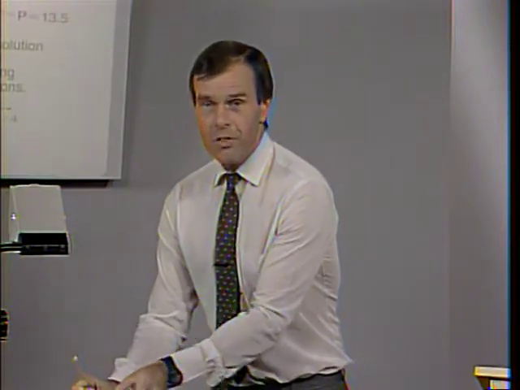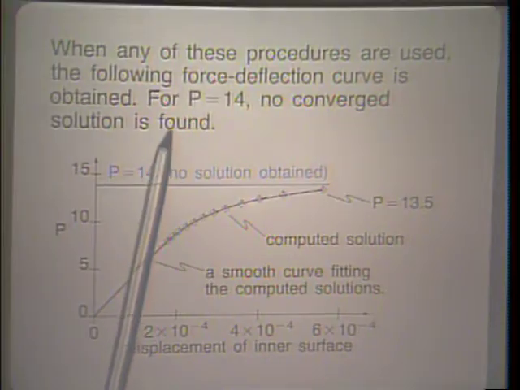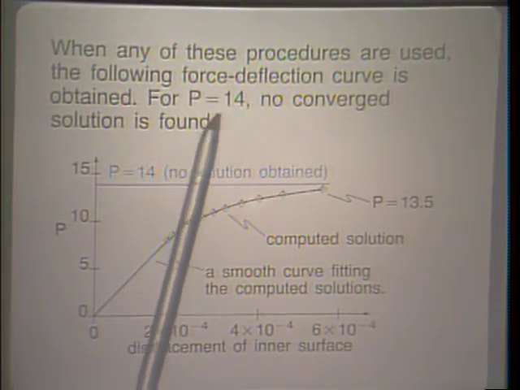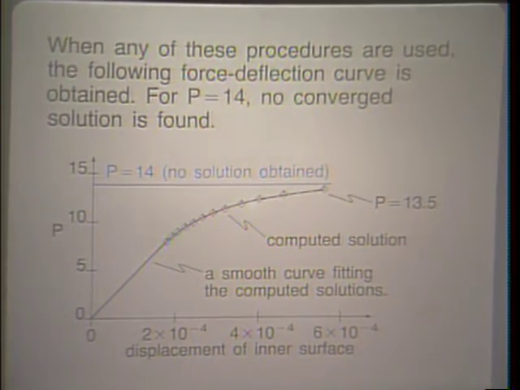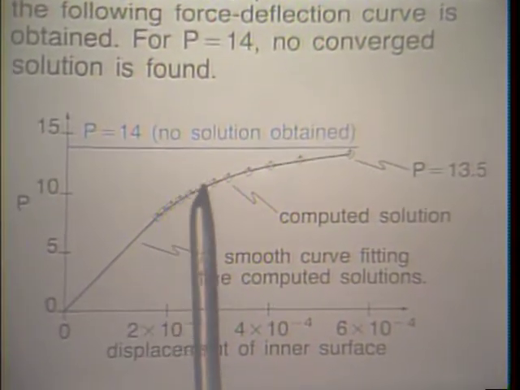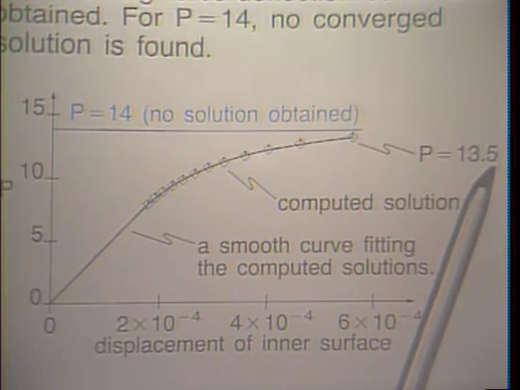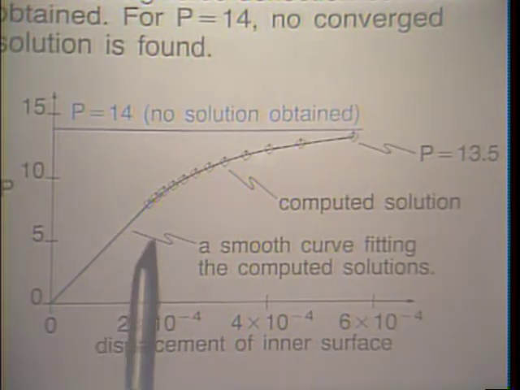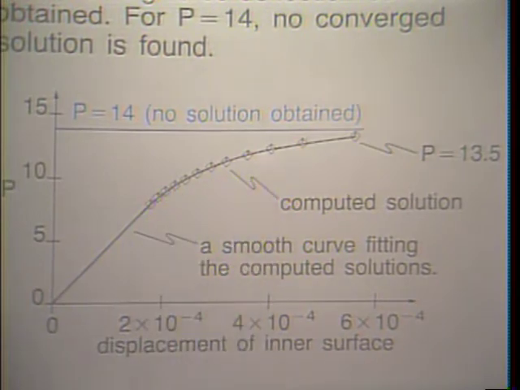When these procedures are used to calculate the force deflection curve, we find that for P equal to 14, none of these procedures converges. The response is shown here, that is calculated up to P equals 13.5. Of course, we have here drawn a smooth curve through the discrete solution points that have been obtained.